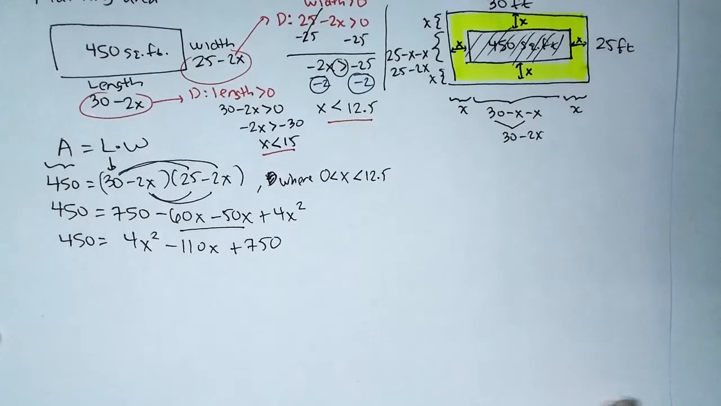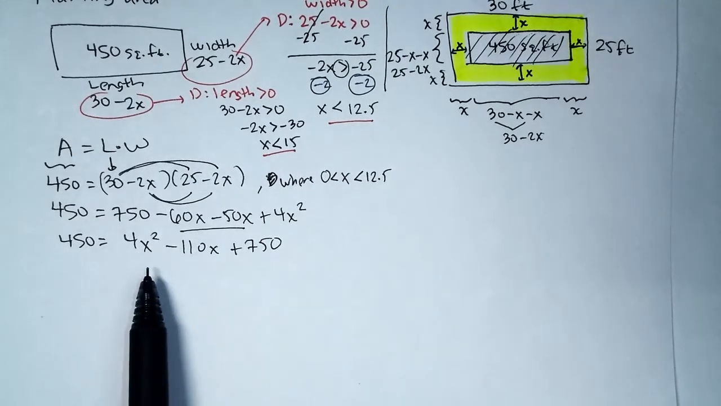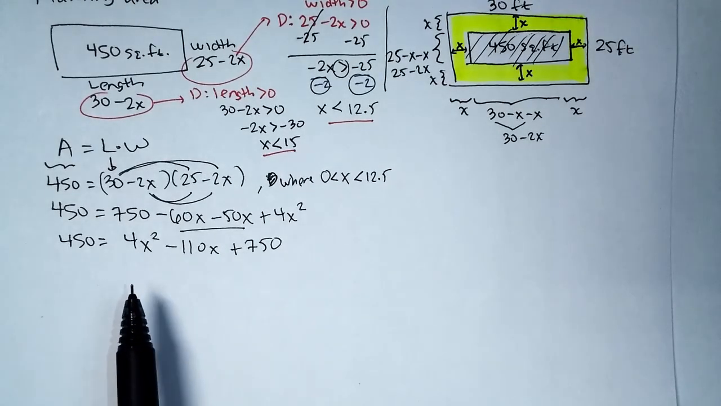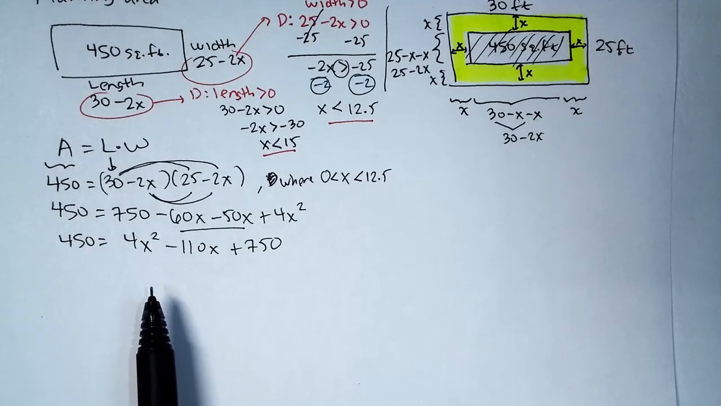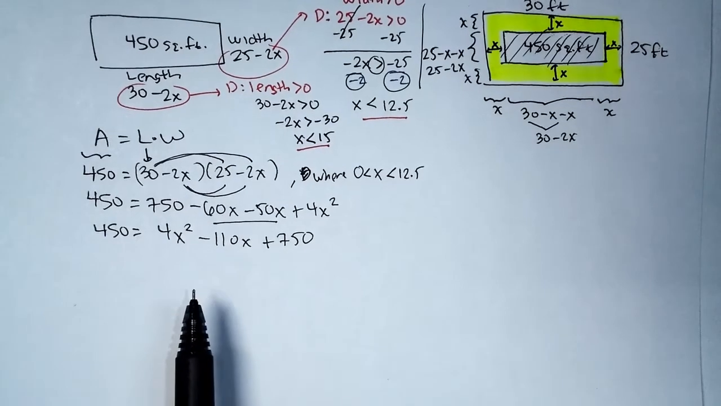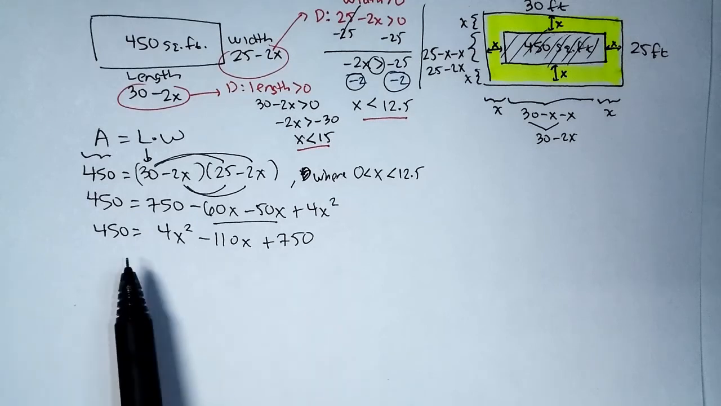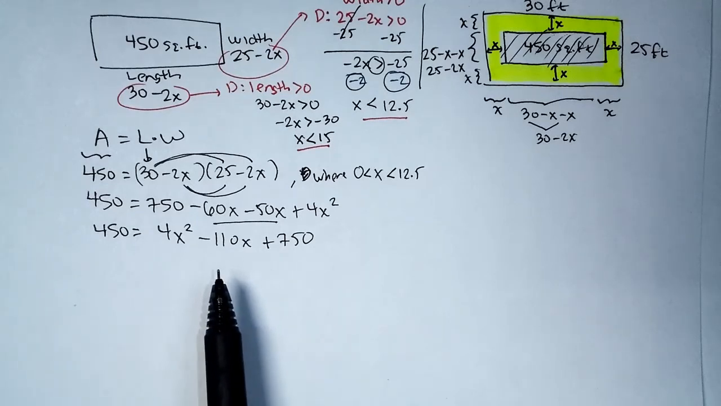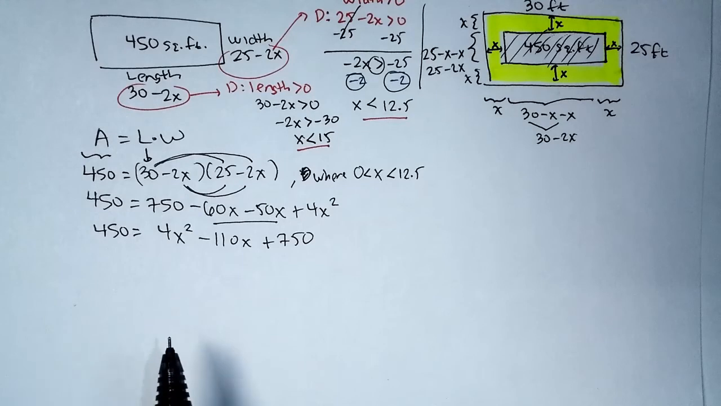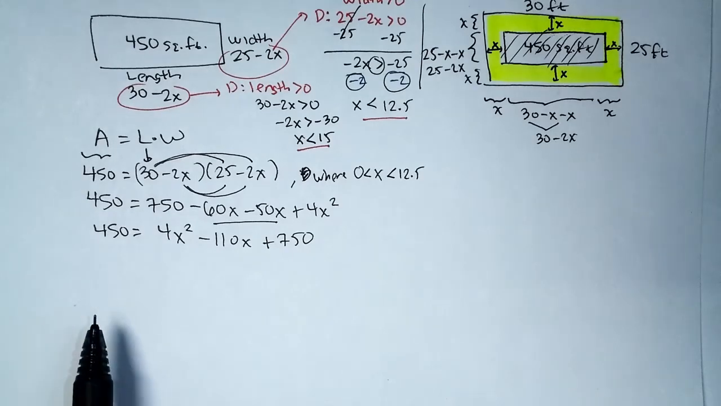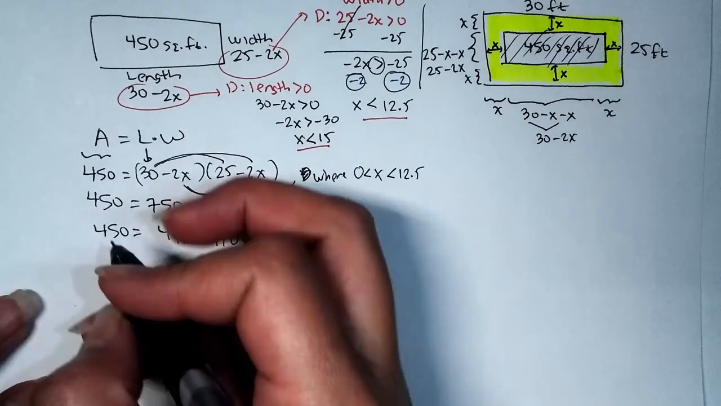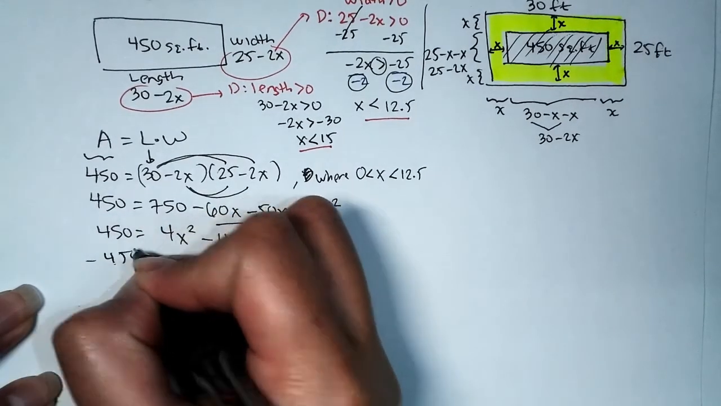Fantastic. We got this. So we have a degree 2 equation, or quadratic equation. We can try to solve by factoring or quadratic formula. I myself am a big fan of factoring, but these numbers are out of my zone, so we're just going to go straight to the quadratic formula and then use our calculator. First things first, let's set this equal to 0. So we will subtract 450 from both sides.